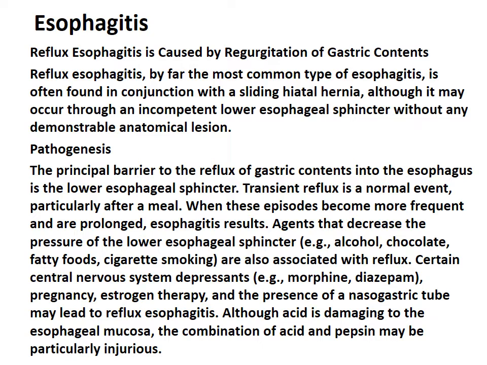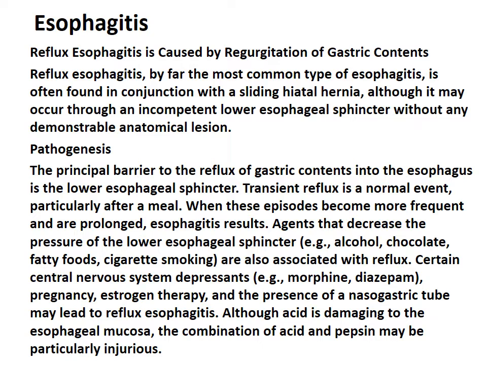There are some agents that decrease the pressure of the lower esophageal sphincter, meaning weakening of the sphincter so that it does not prevent food from passing from the stomach into the esophagus. These include alcohol, chocolate, fatty foods, and smoking. And it is also associated with reflux. Therefore, these conditions are usually associated with esophagitis.